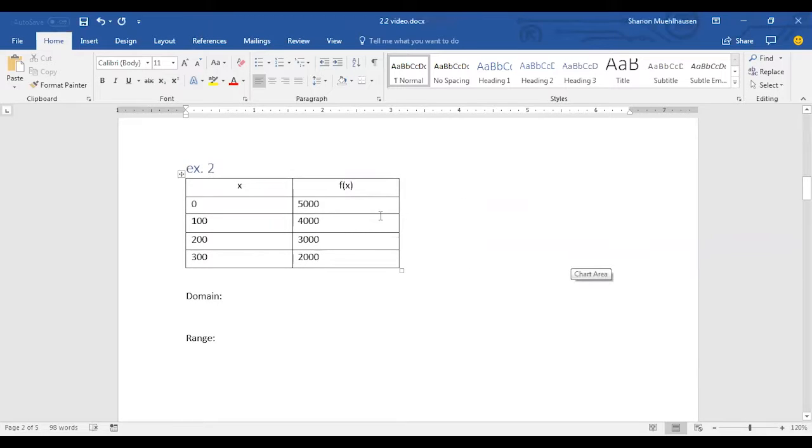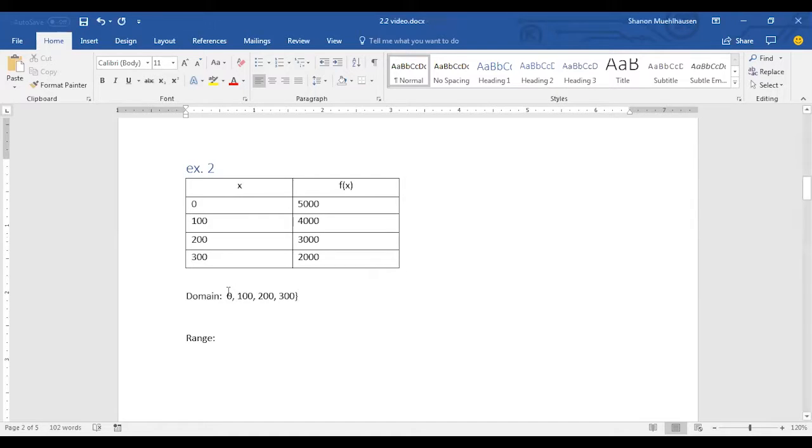Example 2. Here we have a table. We're given some X values and their corresponding F of X's. When we talk about the domain, here we can see we have 0, 100, 200, 300 listed as X's, but we don't really know what's happening in between. It's not safe for us to make any assumptions. So all we know about X is that it could be 0, it could be 100, it could be 200, or it could be 300. We really don't know what's going on in between.